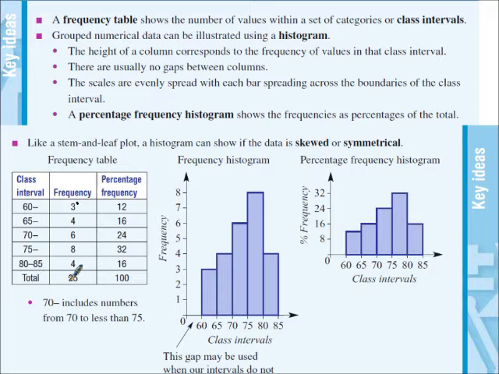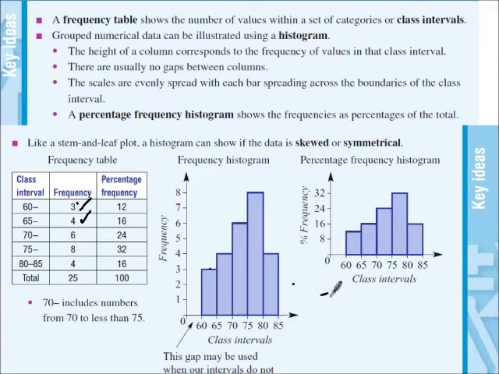Let's have a look at the frequency histogram now. Notice that we've got this little gap here between the 0 and the 60. That's just to show that we're not going from 0, we're going from 60 years of age, because our youngest person is in the 60 to 65 category. So looking at this, I've got 3 people in the 60 to 65 category, 4 people in the 65 to 70 category, 6 people in the 70 to 75 category, and so on.